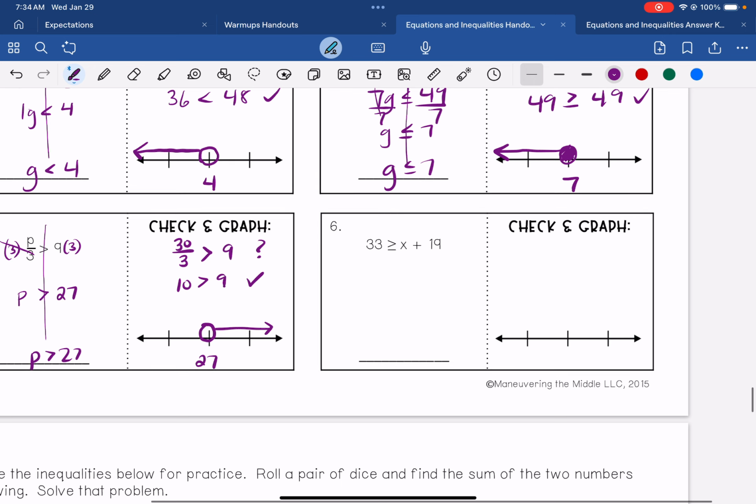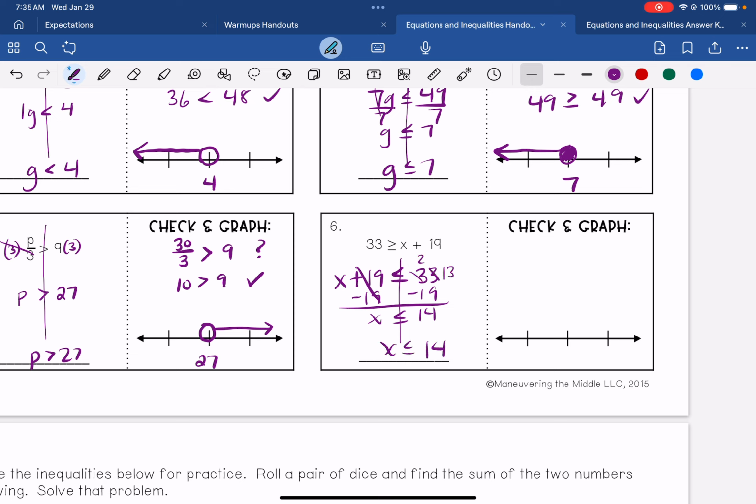Number 6, last one. I'm gonna reverse everything since the variable is on the right side. So I'm gonna bring the x plus 19 over on the left side, and I'm gonna flip that inequality symbol and write my 33. Okay, and remember, since this was opening up towards the 33, it still needs to be opening up towards the 33 when you flip it. Draw your line, subtract 19. And we got x is less than or equal to 14.